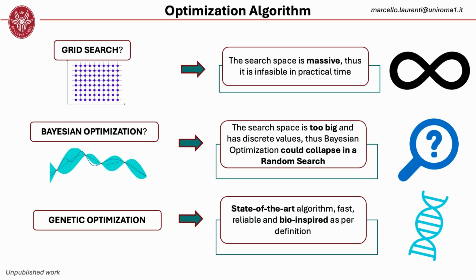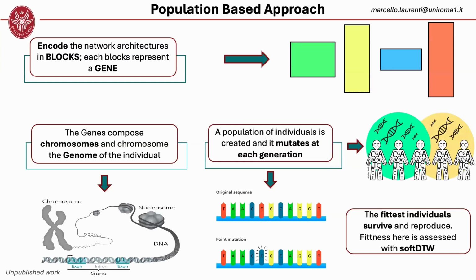So we opted for a genetic optimization algorithm. For the people that are not familiar with the concept, a genetic algorithm is a population-based approach. In our case, for the optimization of a neural network, that means we had to divide the neural network into blocks. Each block represents a gene, each ensemble of genes represents a chromosome, and each ensemble of chromosomes represents the genome of an individual.